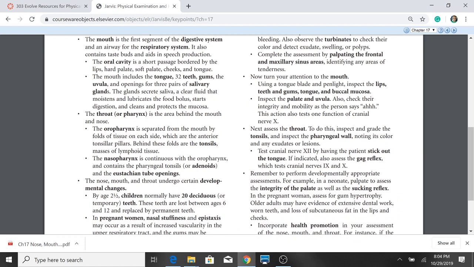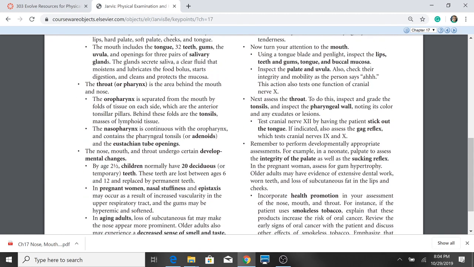Now look at the mouth. Use a tongue blade and penlight. Inspect the lips, teeth, gums, tongue, and buccal mucosa. Inspect and palpate the uvula. Also check its integrity and mobility as the person says "ah" to test cranial nerve 10.